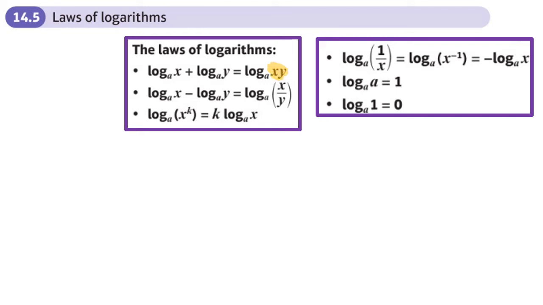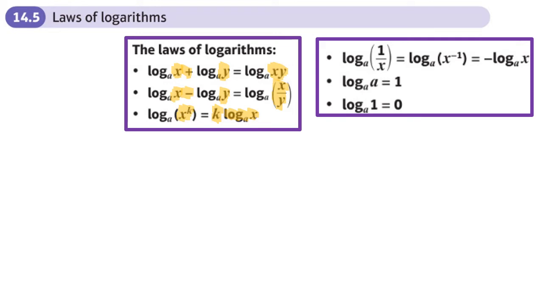multiplying means that we add, like when you multiply things, you add the powers. Dividing means you subtract, which is a bit like when you subtract the powers. And when you have a power of a power, you multiply. So here we've got a power of a power there.